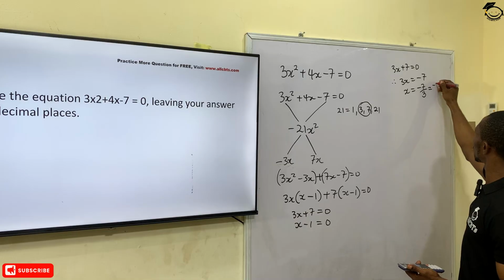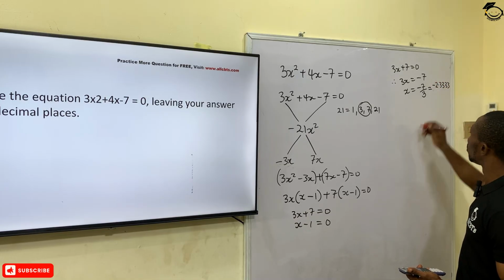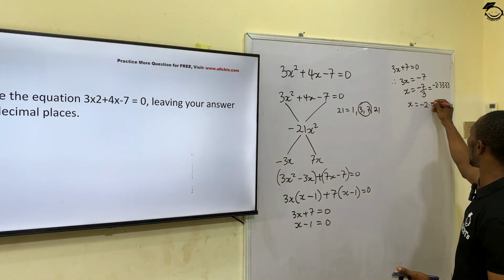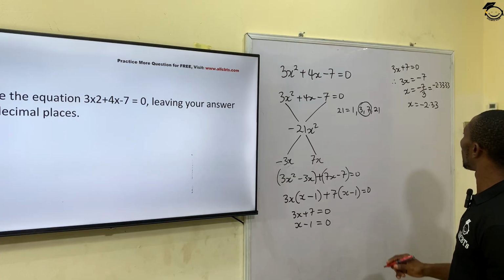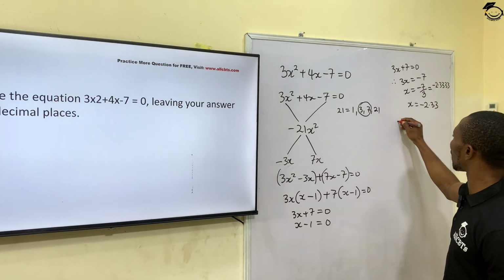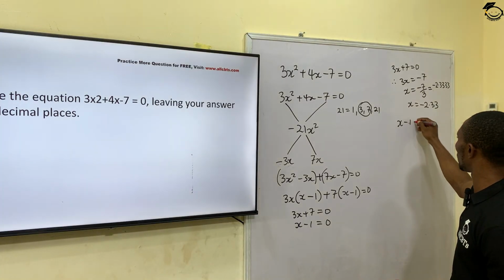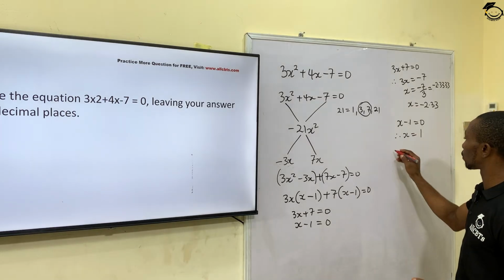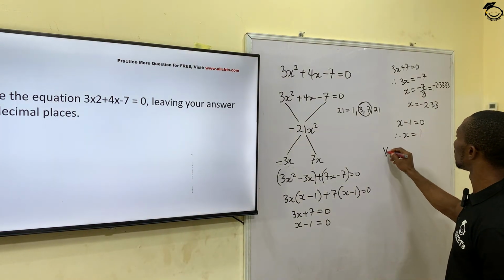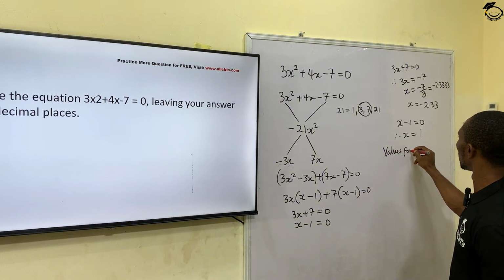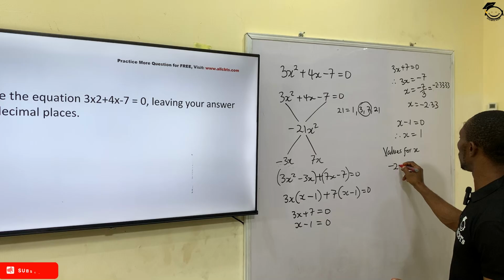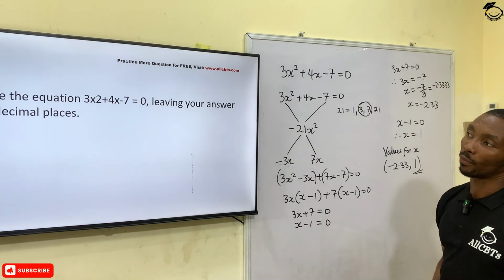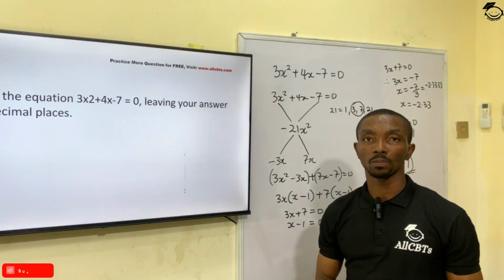This will give us minus 2.3333. So to 2 decimal places would give us x equals minus 2.33. All right? Now, that's for the first value. And we have the second one as x minus 1 equals 0. So therefore, x equals 1. So our values for x would be minus 2.33 and 1. So with this, we've simplified or solved our equation.